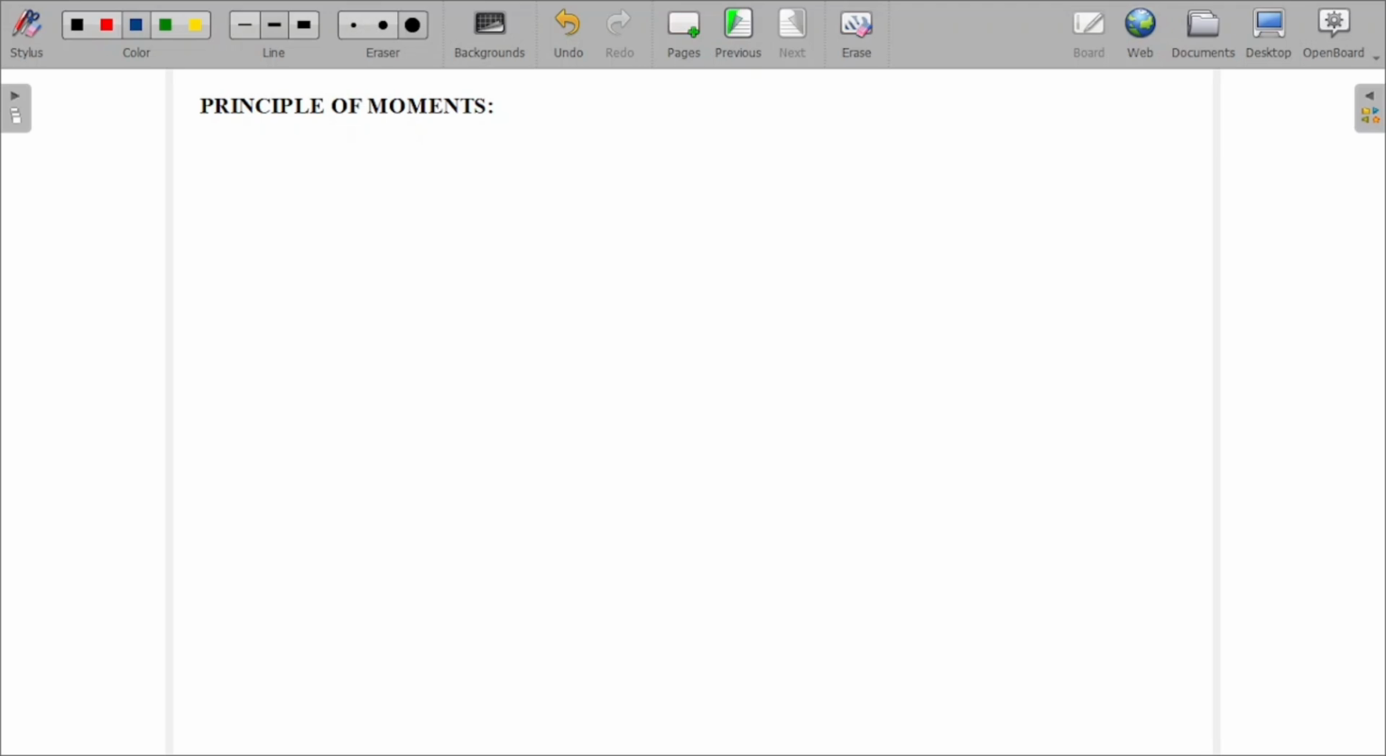Next, principle of moments. For example, let's consider a seesaw. On this seesaw, here is the point where it is balanced. This will be called the fulcrum. And if some weight is already there, this will be called the load. So to lift the load, we are going to put in some effort.